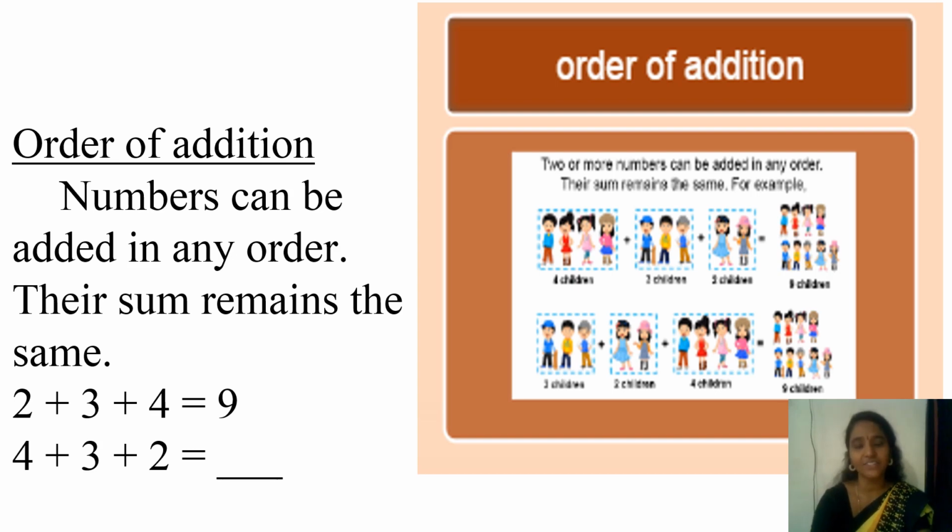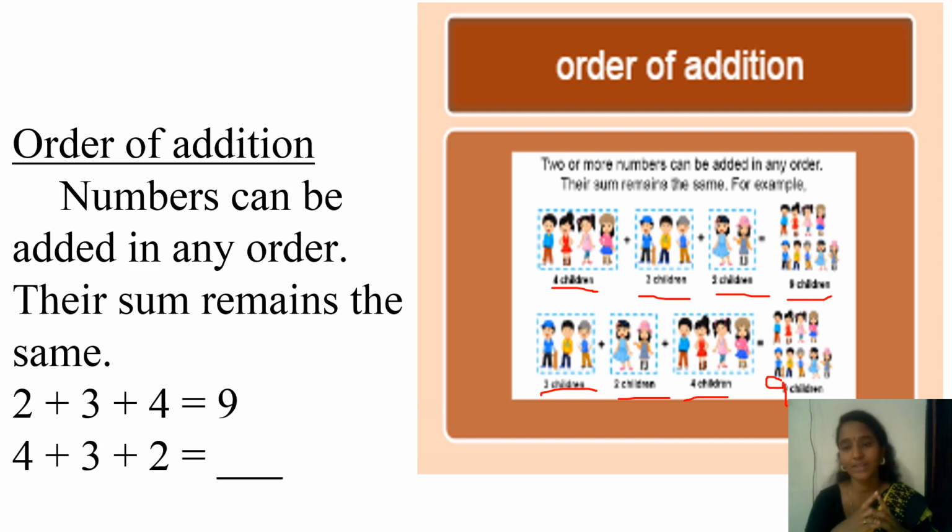See here. First, 4 children are there. Next, 2 more children have come to play. Next, 3 more children come to play. Total how many children? 4 plus 3, 7. 7 plus 2, total 9 children are there. If I tell you first 3 children came, next 2 children came, then 4 children were added, does the answer change or not? It is the same. It is 9 only. Okay? 9 children. So, you can add in any order.